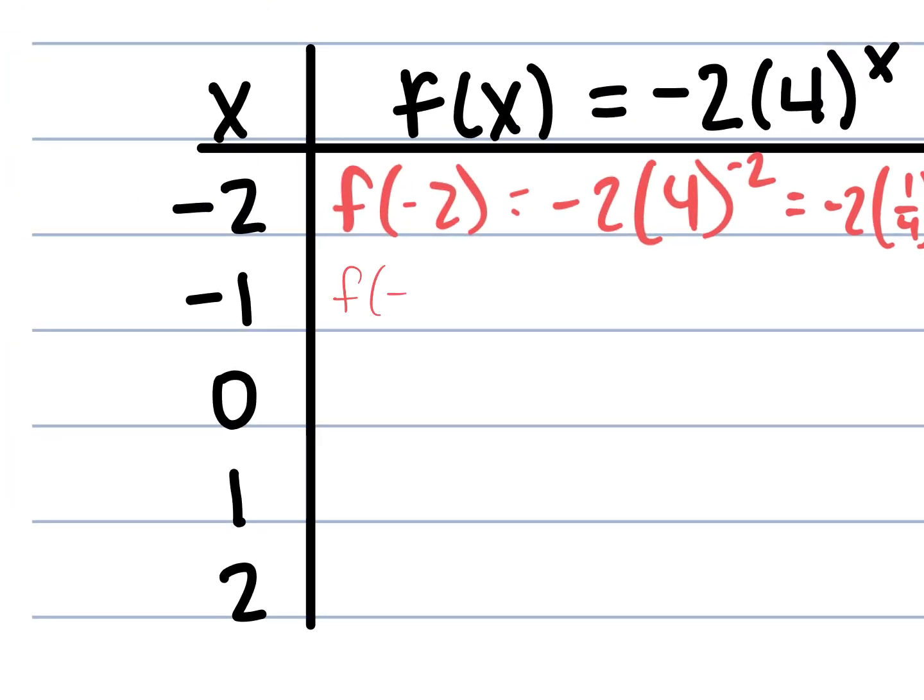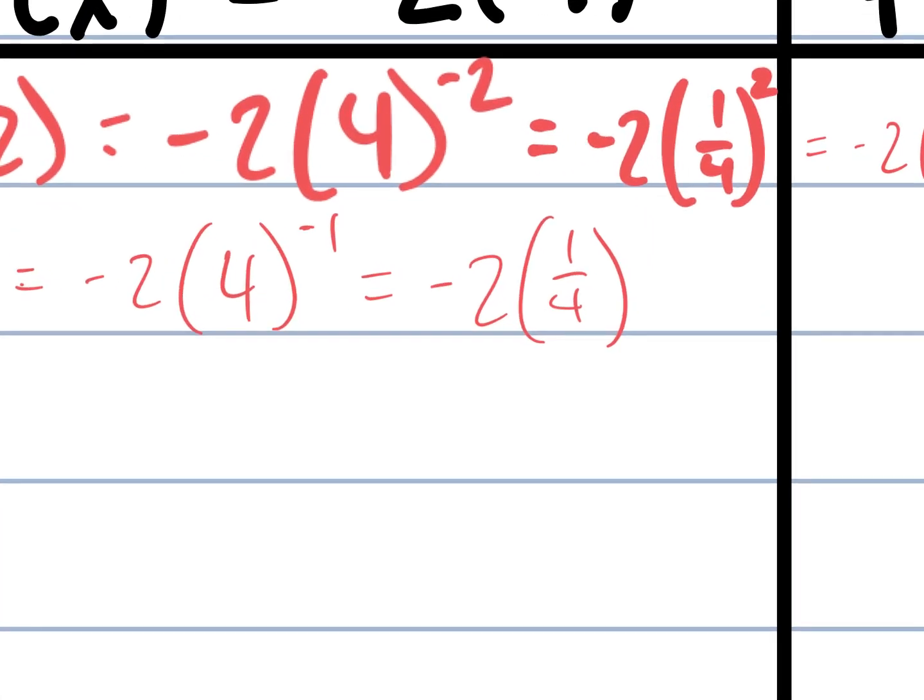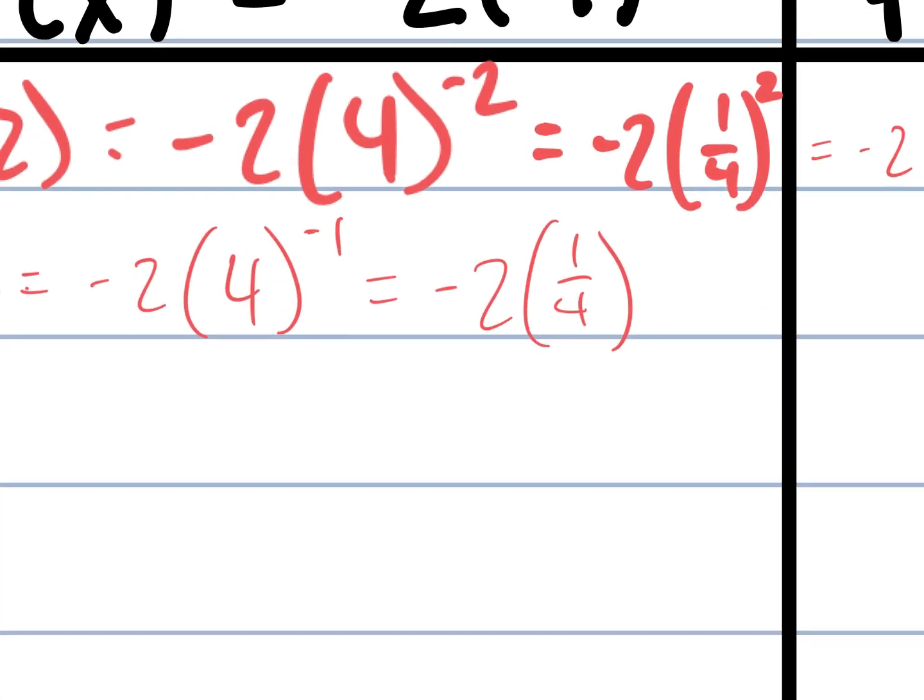Let's try -1. So f of -1 equals negative 2 times 4, and then to the negative first power. What do I do? Natalie? First, you change the exponent to be a positive one. Good. And the equation is going to change to negative 2 times 1 over 4, and then that's it, because you don't put the 1. Very good. And what is negative 2 times a fourth? Negative 2 over 4. Can that simplify? It's negative a half.